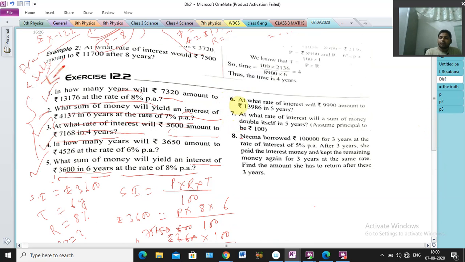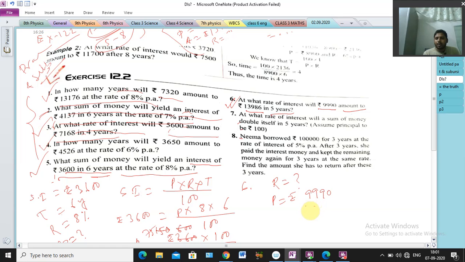So next question, see question number 6. Read the question everyone. At what rate of interest will rupees 9,990 amount to rupees 13,986 in 5 years? At what rate of interest means we find out R. Clear or not clear? And principal is given here. Principal how much, sir? 9,990.